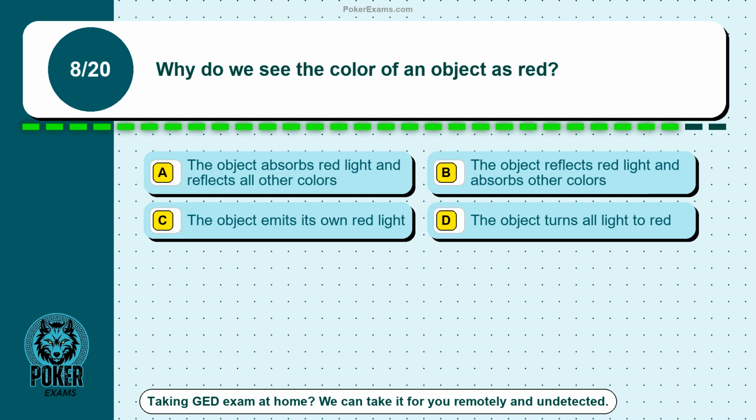Question 8. Why do we see the color of an object as red? Option A. The object absorbs red light and reflects all other colors. Option B. The object reflects red light and absorbs other colors. Option C. The object emits its own red light. Option D. The object turns all light to red.